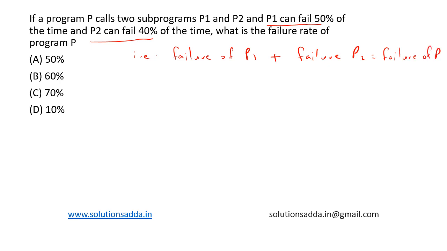Now we can say that when both P1 and P2 fail at the same time, failure of P1 intersection failure of P2, this is already counted twice. So the final answer will be as follows. That is, failure of P1 plus failure of P2.